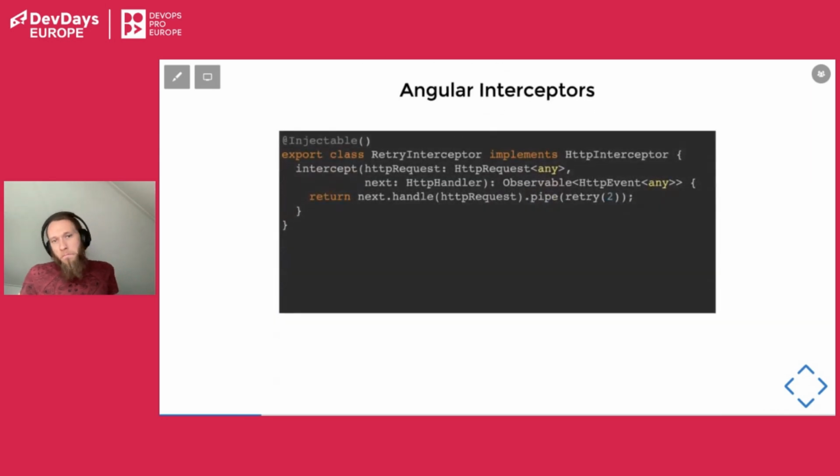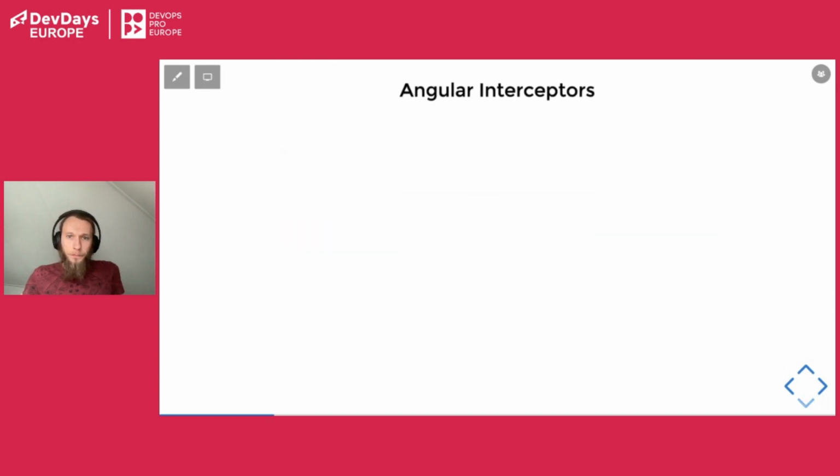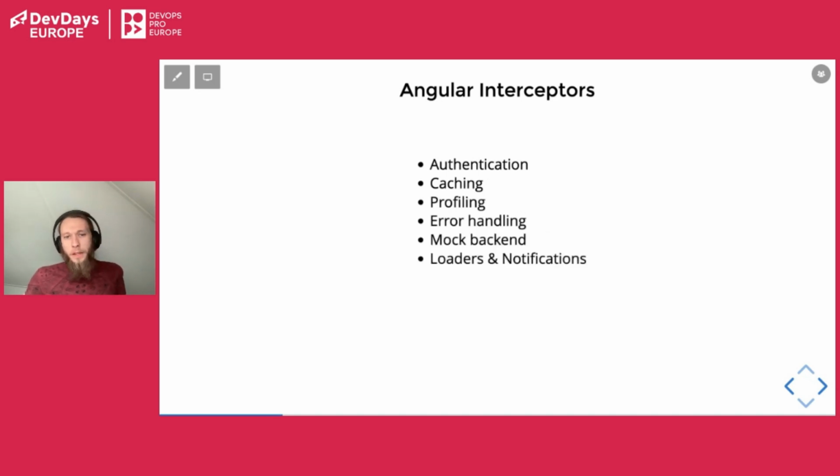If you know Angular interceptors, you create a class that implements HTTP interceptor, and after that you can be in between and do something with the HTTP request, and return either the request or the response modified. So Angular interceptors, or any similar middleware in other front-end frameworks, can be used in many different directions: starting from authentication, caching, profiling, logging, error handling, and so on. A lot of uses.